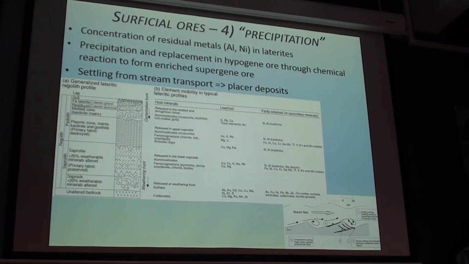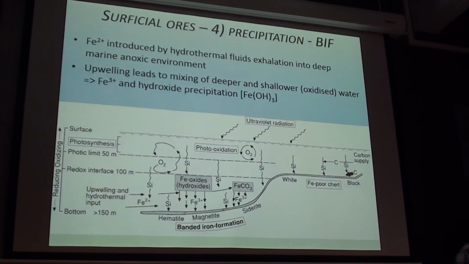We can have the precipitation and replacement of hypogene ores, as I mentioned before. This is the circulation of the metals we are interested in into the lower oxidized and reduced zones, where they can displace, for instance, metals such as iron we are not necessarily interested in, and replace them with copper and form enriched sulfides. And then lastly, we've got the settling from streams to form placer deposits.